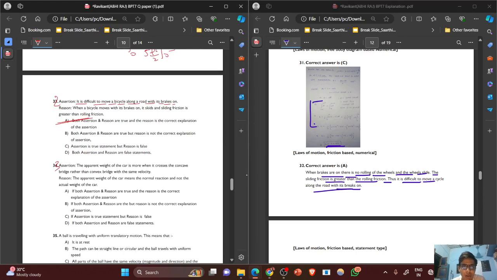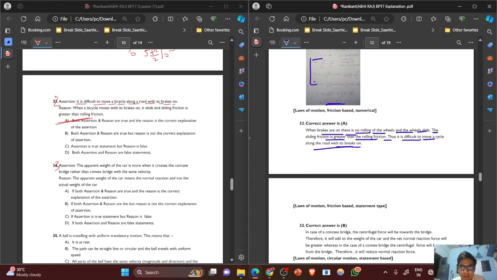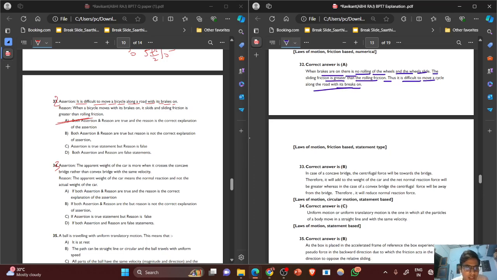This is your question number 33. Again, an assertion-reason question. The apparent weight of a car is more when it crosses a concave bridge rather than a convex bridge. Concave means what? Convex means what? In this, the centripetal force is in this direction, and in this, the centripetal will be in this other direction. So it is asking, with the same velocity, the apparent weight. Apparent weight means what?